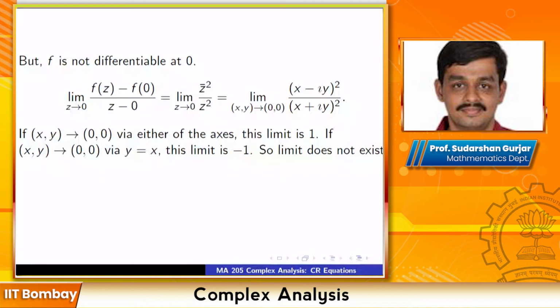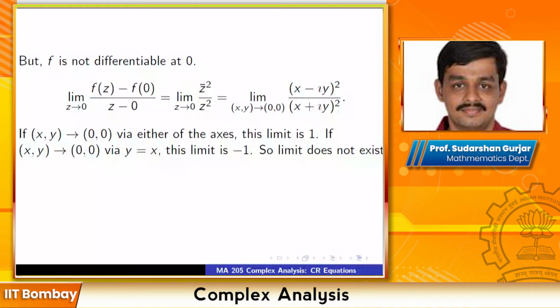So suppose (x, y) tends to (0, 0) via either of the axes, then this limit is 1. Because suppose for example y is equal to 0, then you get x square by x square, which is 1. Suppose x is equal to 0, then you will get (minus iy) whole square upon (iy) square, which is again equal to 1. So along either axis, the limit is equal to 1.